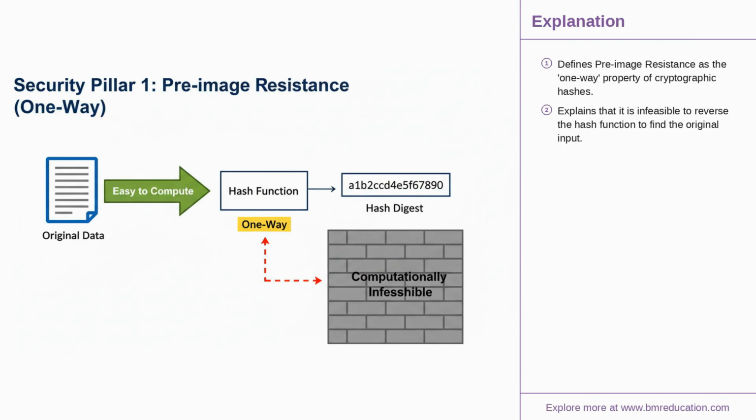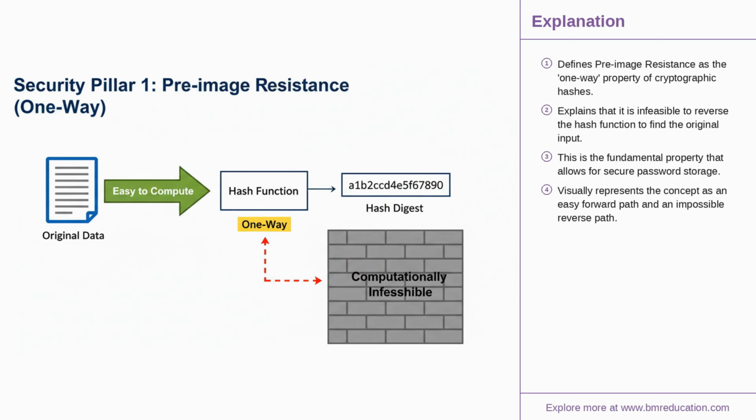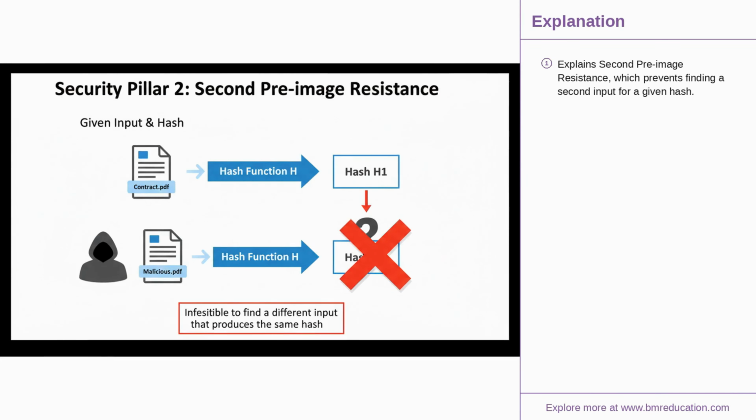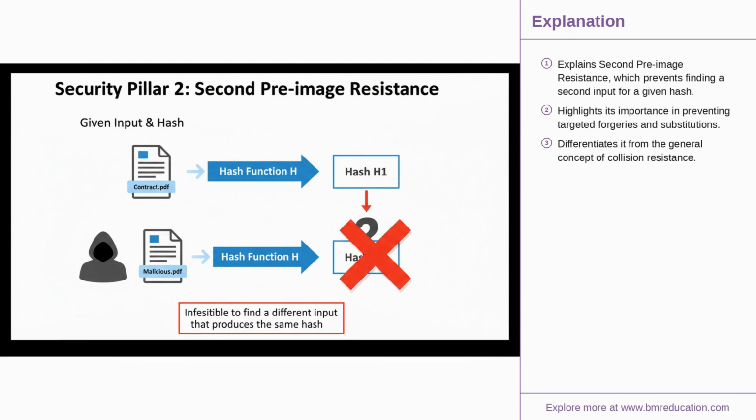So far, these properties are useful, but to be used for security, a hash function needs to be more than just a consistent data mangler. It needs to be a one-way street. This is the first specifically cryptographic property, known as pre-image resistance. It means that if you only have the hash output, it should be practically impossible to figure out what the original input was. The next security pillar builds on this one-way nature.